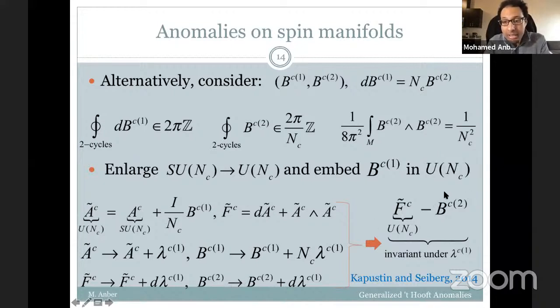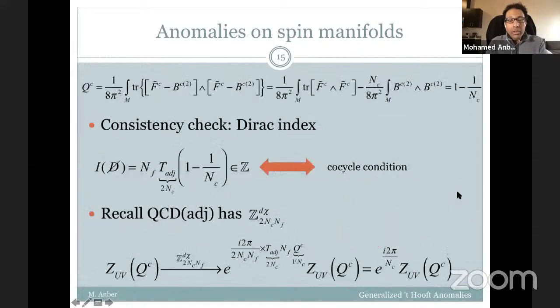Now, it is easily seen that F tilde minus B2 now is invariant under the U1 one-form gauge field lambda C1. This means that if I want to keep this gauge invariance, every single physical quantity I construct in this theory has to have the combination F tilde minus BC2. So using this construction, now I can compute my topological charge, and the topological charge can be now computed by replacing the F with F tilde minus B, and this will produce exactly the 1 minus 1 over NC, the fractional topological charge we found before using the four torus.